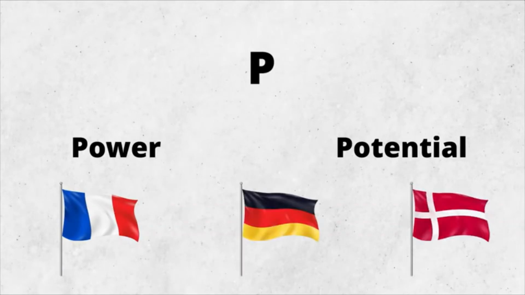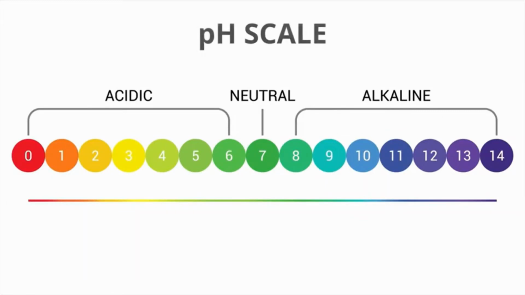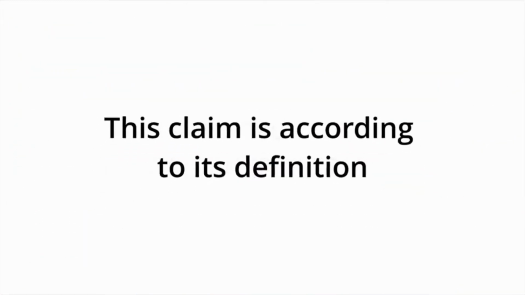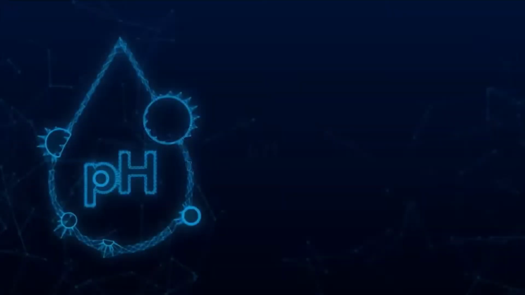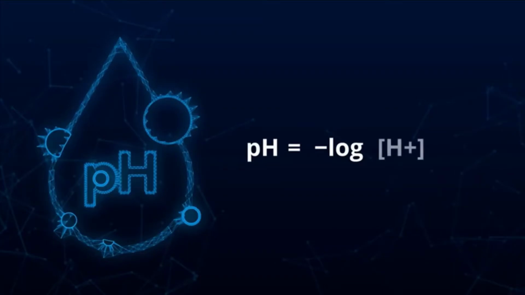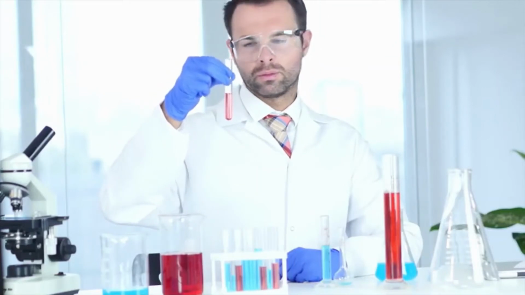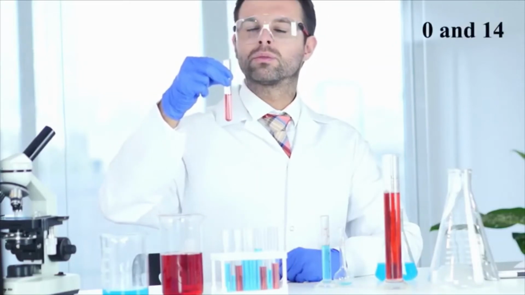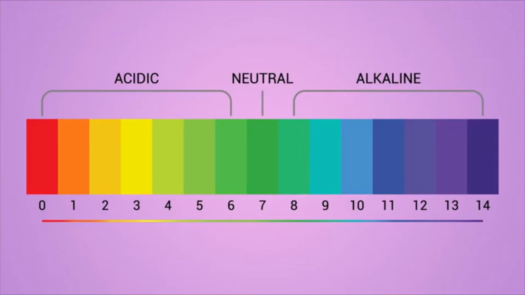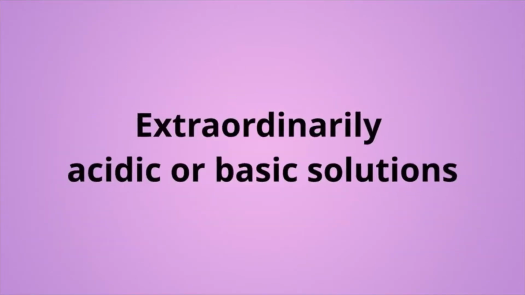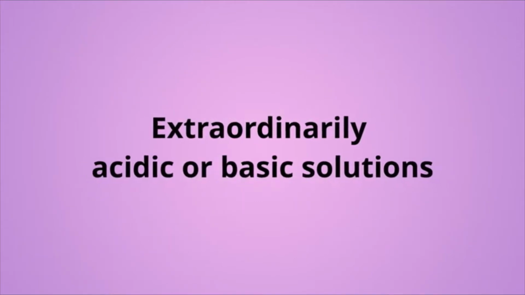Theoretically speaking, the pH scale should range from negative infinity to positive infinity. This claim is according to its definition, which states the pH of a substance is the value defined by the negative logarithm of the hydrogen ion concentration. However, in reality, most solutions you would find in a standard laboratory have a pH value between 0 and 14, because in order to reach pH levels below 0 or above 14, one would require extraordinarily acidic or basic solutions.